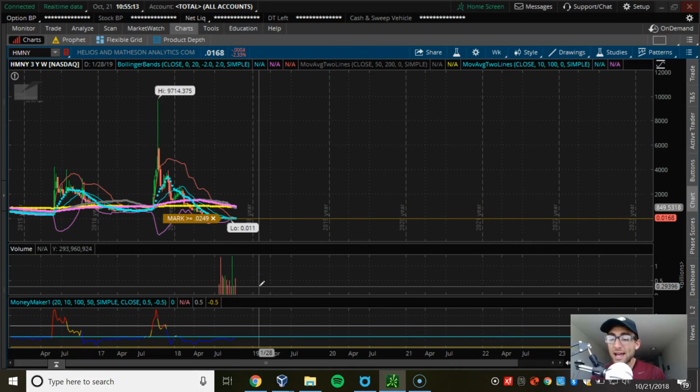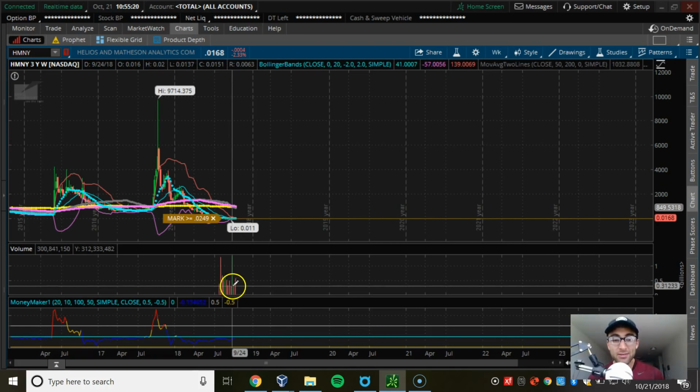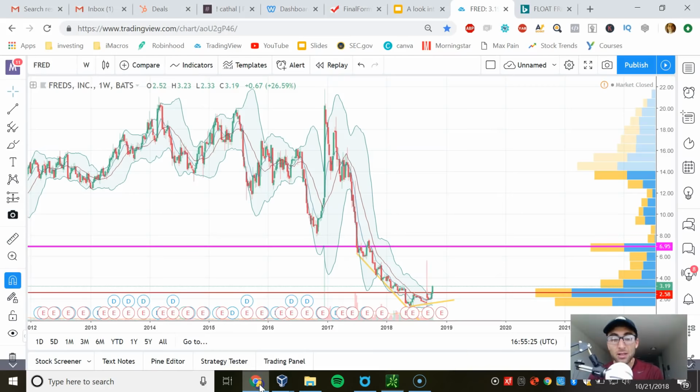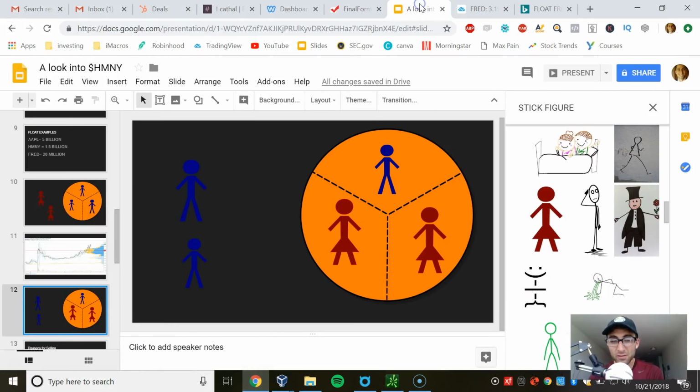So you want to look to that. You want to look to the float number. The lower number is always better, but you always again want to compare it to that volume traded for the week, for the day, and that'll give you better understanding of where the stock can go. So hopefully this helps you understand float. Hopefully this helps you as a trader and an investor.